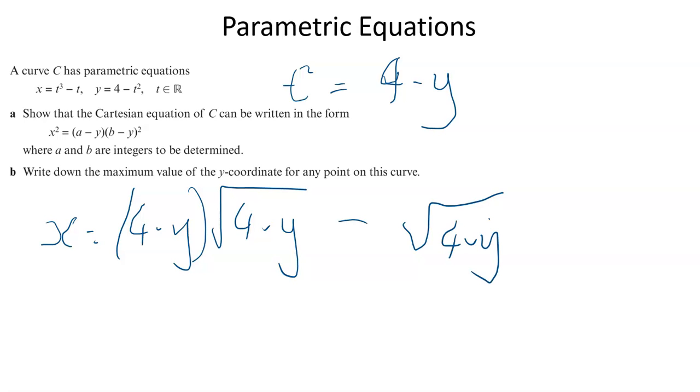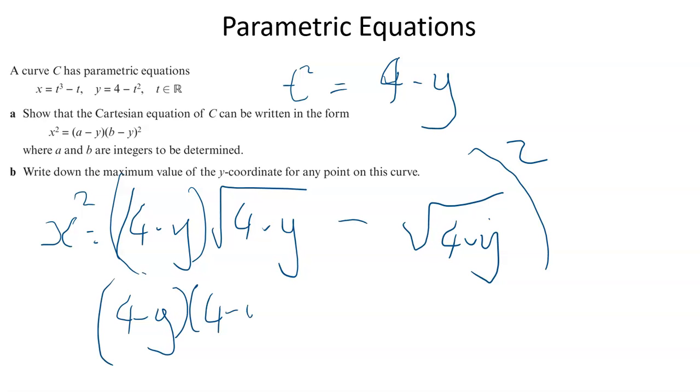Not convinced about that. Maybe, because if we square that, we'd have to square all of this. We might find that these roots cancel out. Maybe it's worth persevering with this for a little bit. So this squared would be 4 minus y times 4 minus y times this thing squared. Because we're squaring the whole thing, it's that squared times that squared, which just gives us another 4 minus y, or 4 minus y cubed.